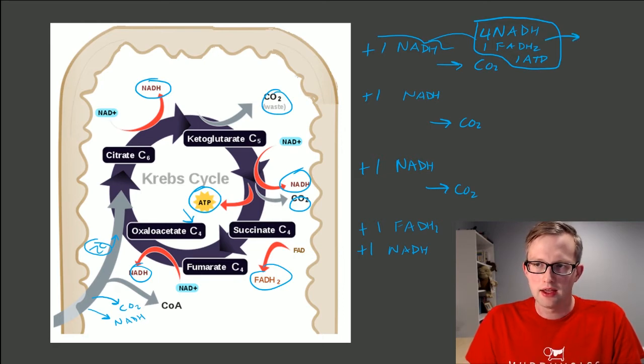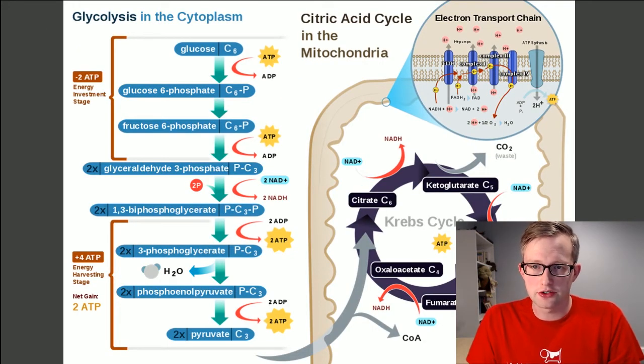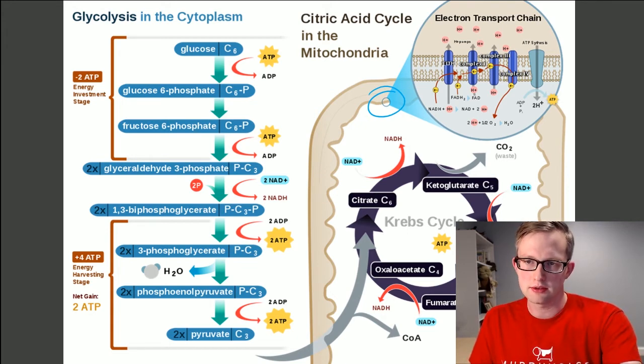And that is where the electron transport chain comes in. So jumping back to our full picture here, we see the electron transport chain actually happens right here inside the inner membrane of the mitochondria. So the NADH and the FADH2 that are being produced inside of the Krebs cycle and also out here in glycolysis are going to make their way to this inner membrane where they're going to donate their electrons.